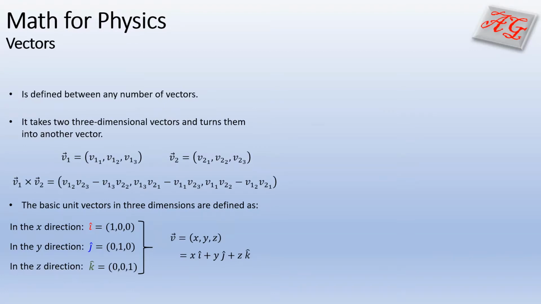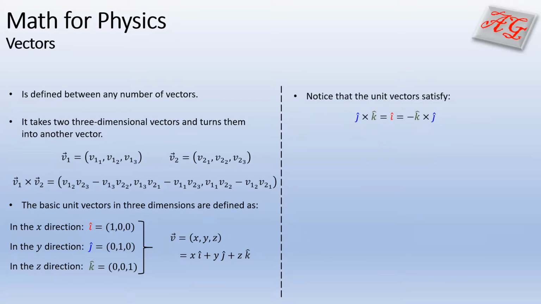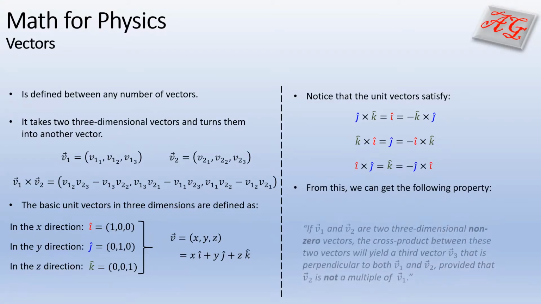Now, going back to the cross product, notice that the unit vectors satisfy j cross k is i, that is the same as minus k cross j. The other 2 properties can be easily obtained by using the procedure to get the cross product for the unit vectors. The important thing to notice from this is that the cross product of, for example, j and k yields vector i, that is perpendicular to both j and k. The other cross products also yield the same. So from this we can get the following property.